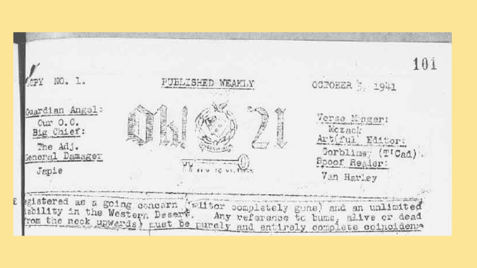And you'll notice at the top of 21 is the name of the newsletter, or is it OK21? And at the top it says published weekly, spelled WEAKLY. And this is from October the 5th, 1941, literally a month before Philip Hudson Clarence died.